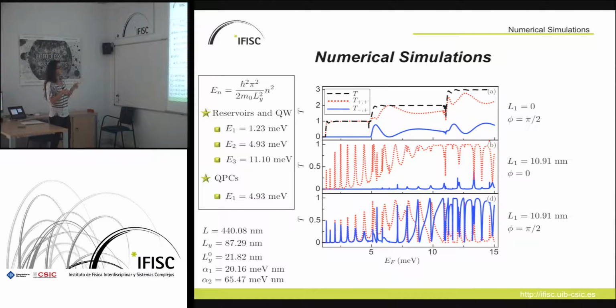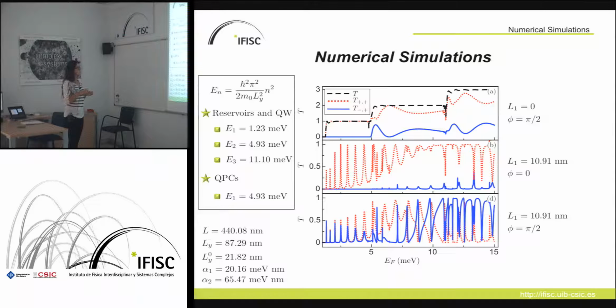between the QPCs, because no channel is open in the QPCs, but one channel is open in the reservoirs and the quantum well. From 5 to 11, we have one channel open in the QPCs, and the second channel is open in the reservoirs. And then we also observe the transmission that goes only until 1. This is because two channels are open in the reservoirs, but only one in the QPCs.